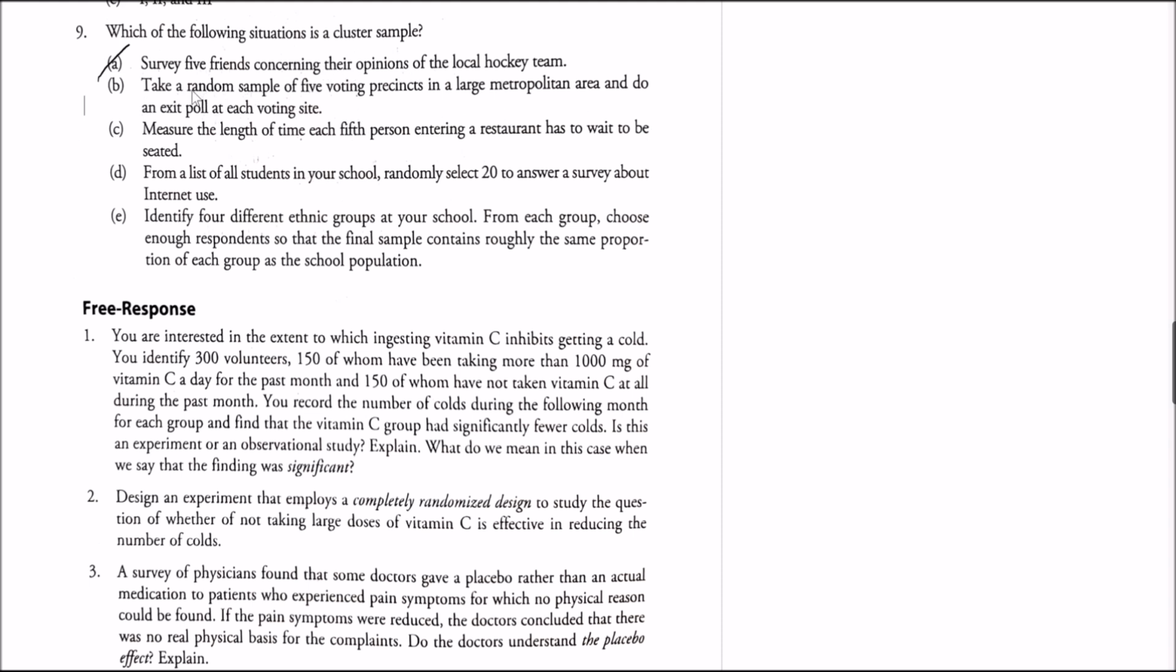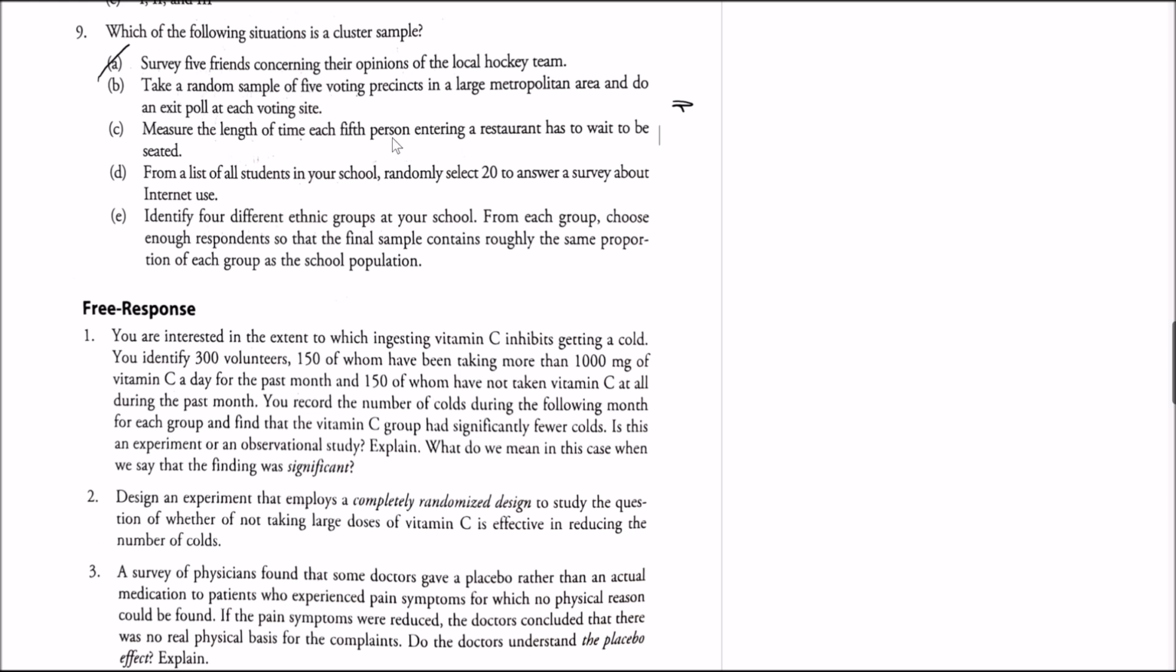Take a random sample of 5 voting precincts in a large metropolitan area and do an exit poll at each voting site. So you're doing a random site. So you have 5 voting precincts. So you're choosing 5 precincts, right? And then you're doing a sample of each precinct. So that sounds a lot like a cluster sample. So that looks pretty good so far.